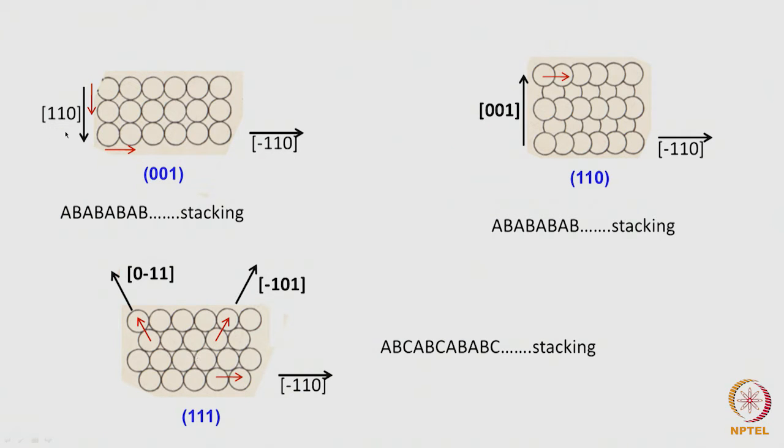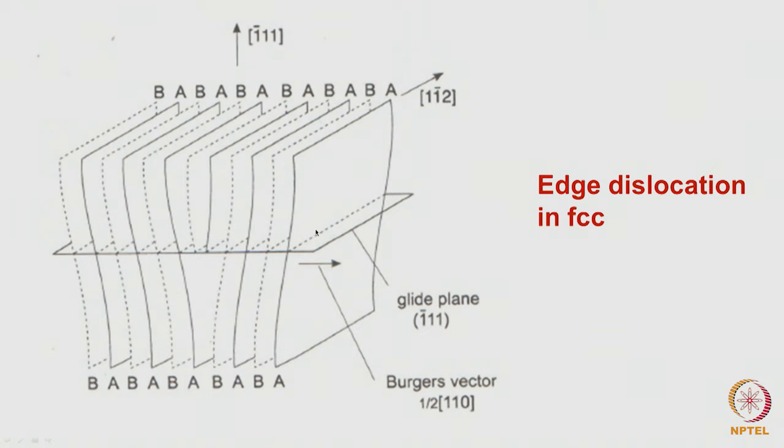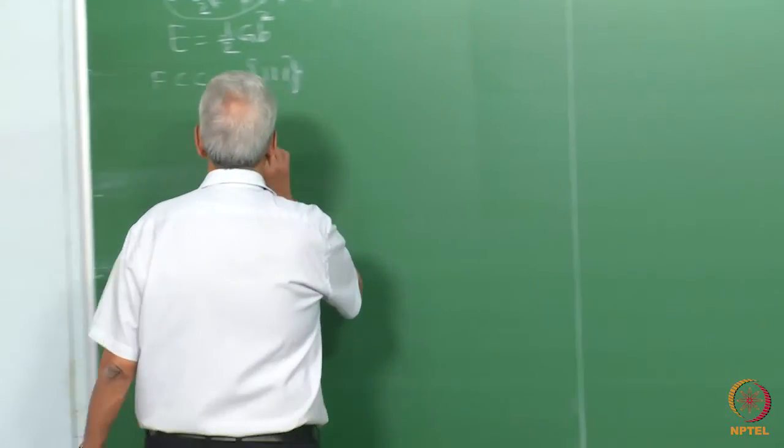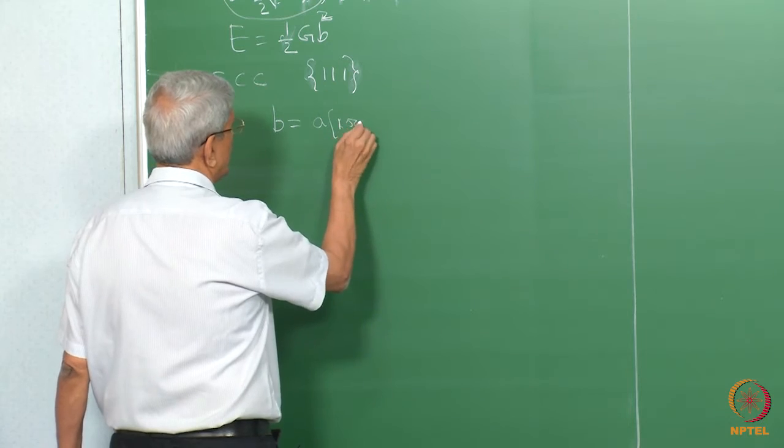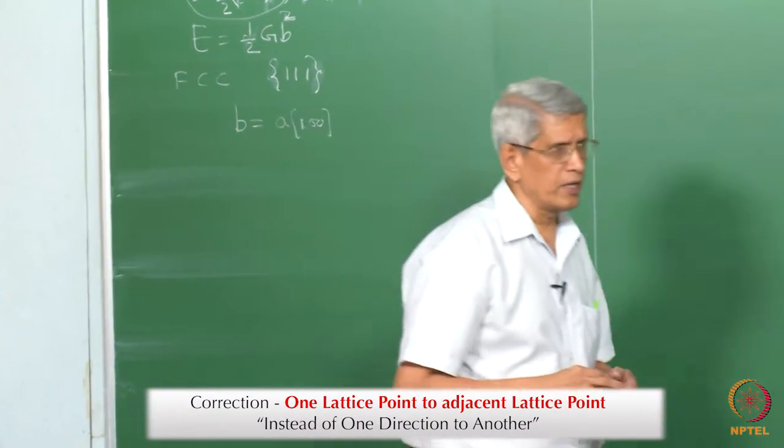Another thing you should notice is that here the stacking sequence is an AB type, and in this 110 also an AB type of stacking sequence. Here it is an ABC type of stacking sequence. This stacking sequence has something to do with the structure of an edge dislocation. So far, all the dislocations we have drawn have been for a simple cubic structure, where the Burgers vector is essentially a100, a movement of an atom from one position to another.